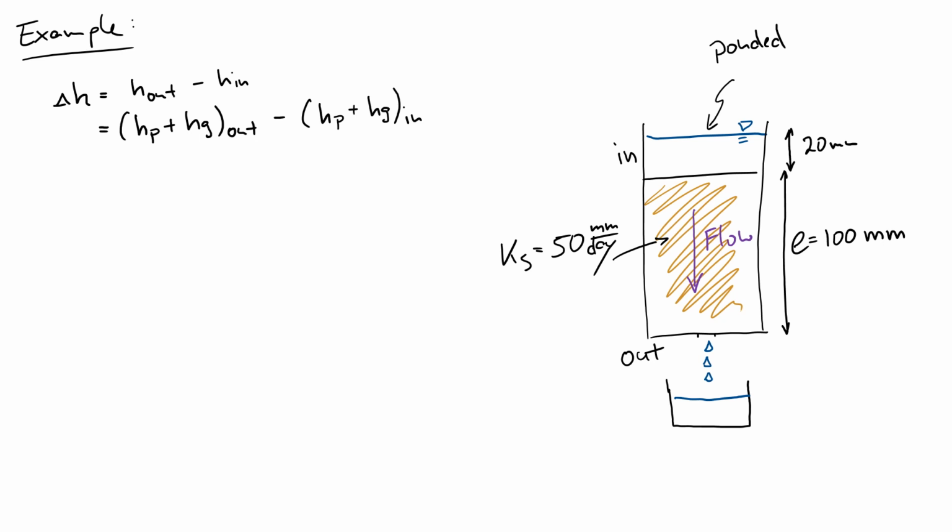At the outlet, the pressure potential is equal to 0. And it is 0 because water is freely dripping out of the soil column. If I were to put my finger there, we would build up a positive pressure there. But because I don't have my finger there, water drips out and we have a 0 pressure potential. At the inlet, we have a pressure potential of 20 millimeters, which corresponds to the height of water standing above that surface.